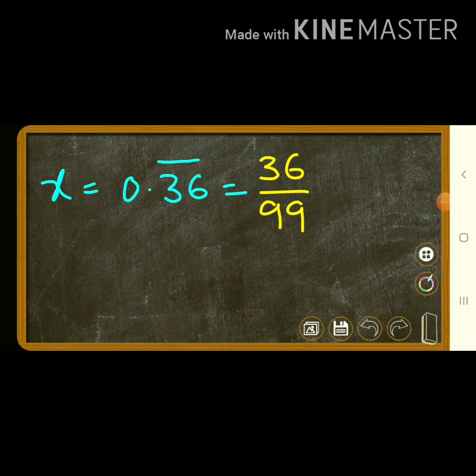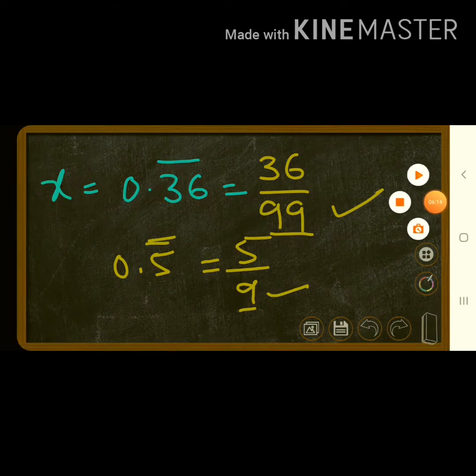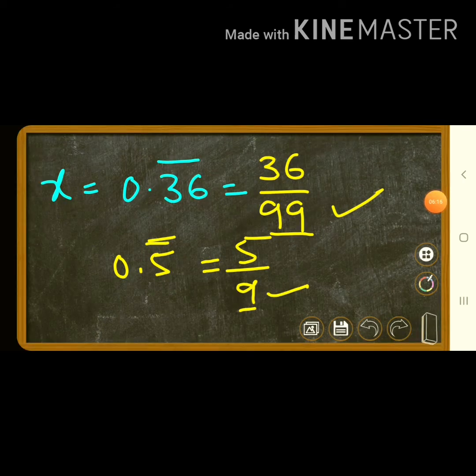One thing to note is for 0.5 bar, we got the answer as 5 by 9. Here it is 36 by 99. So in denominators usually you will find the digit 9. It will be one single 9 if there is one digit under the bar. It will be two nines if there are two digits under the bar.